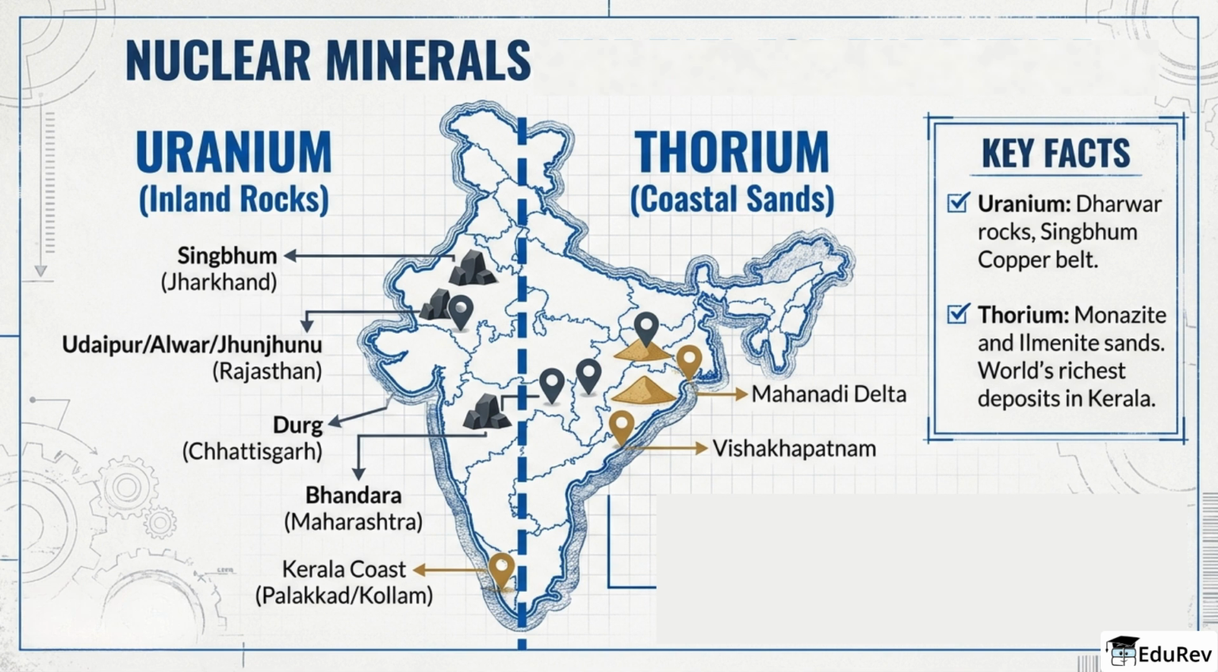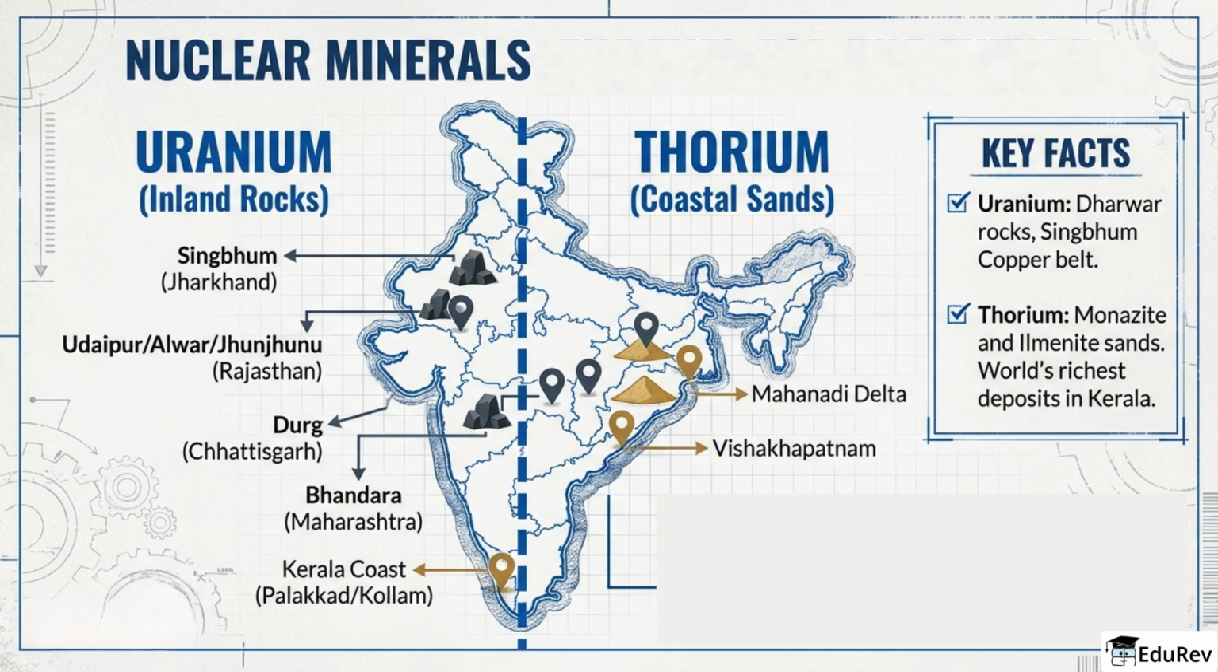The key geological association matters here. Uranium is linked with Dharwar rocks and also with the Singhbhum copper belt. Dharwar rocks are ancient crystalline rocks, and UPSC likes these rock resource linkages. Thorium is different. It is mainly found in coastal sands, especially heavy mineral sands containing monazite and ilmenite. That is why you see it in places like the Mahanadi Delta, Vishakhapatnam, and the Kerala coastal belt, especially the Palakkad-Kollam region as marked here.